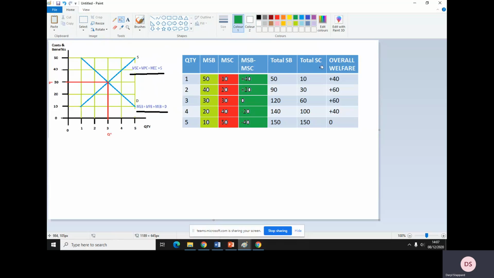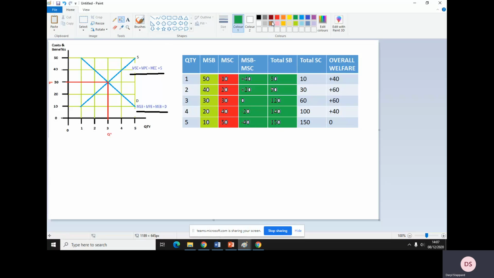Now look what I've then done in the rest of this table. You've got the total social benefits. Now the first unit of consumption created 50 benefits. The second one added another 40. So total benefits are now at 90. The third unit of consumption created additional 30 benefits, which takes the number to 120. The fourth unit of consumption created additional 20 benefits. We're now up to 140. And the fifth one created additional 10 benefits, up to 150.